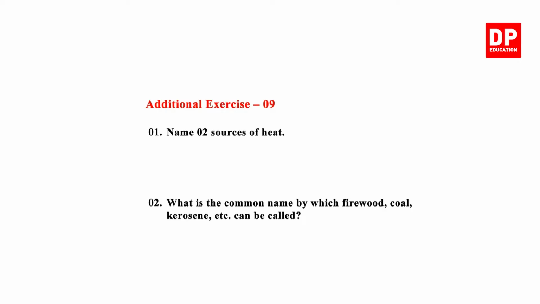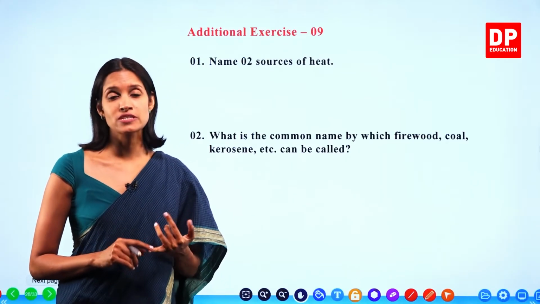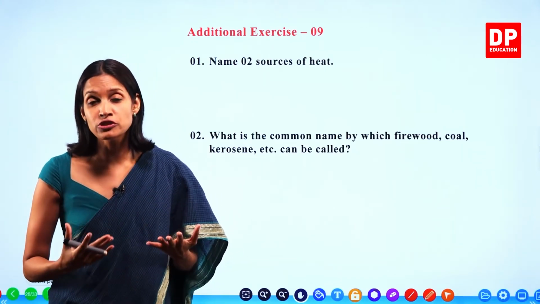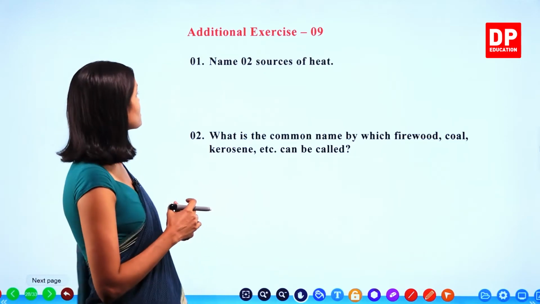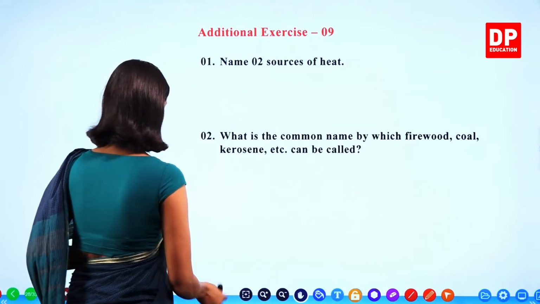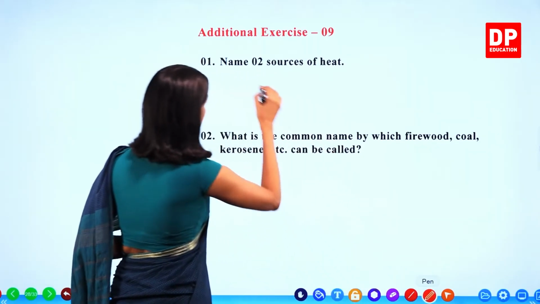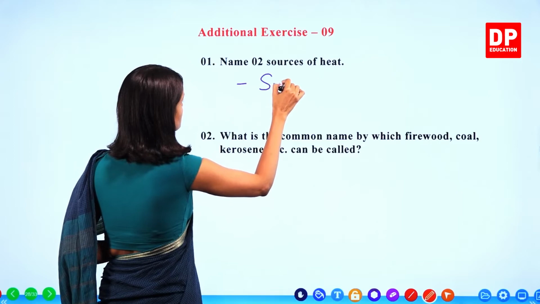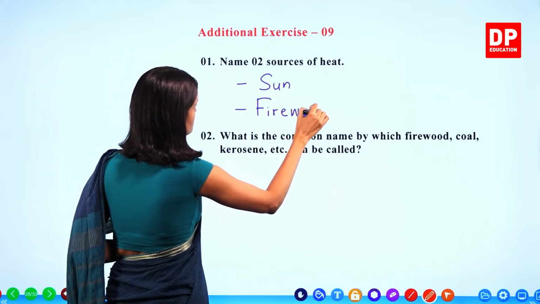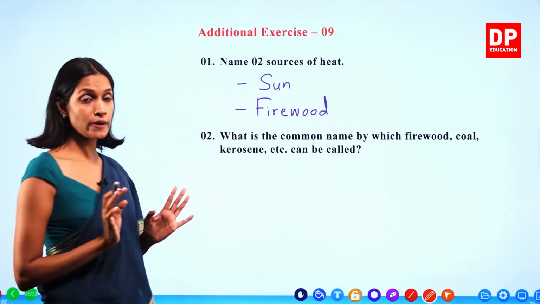Next exercise. Name two sources of heat. We all know there are many sources of heat. What are they? The main source of heat is the sun. What are the other sources? Different types of fuels like fossil fuels, right? And firewood can be used to obtain heat, right? We can name two sources. Sun, firewood. Coal can be written. Okay.